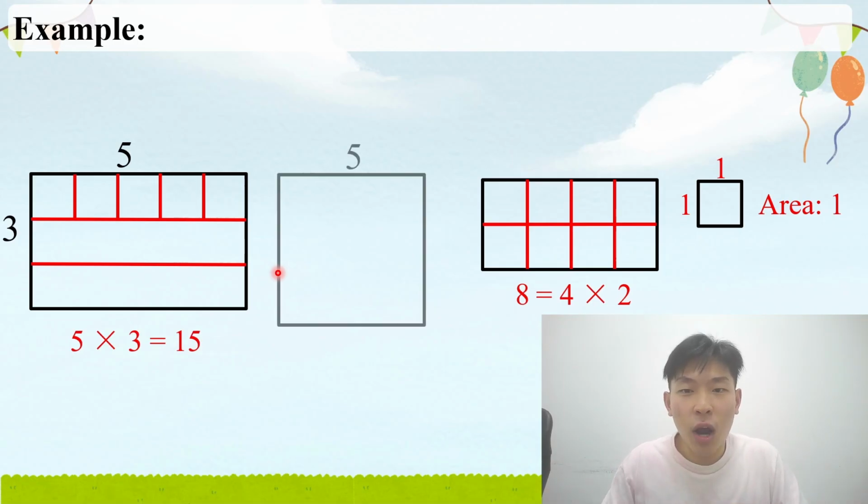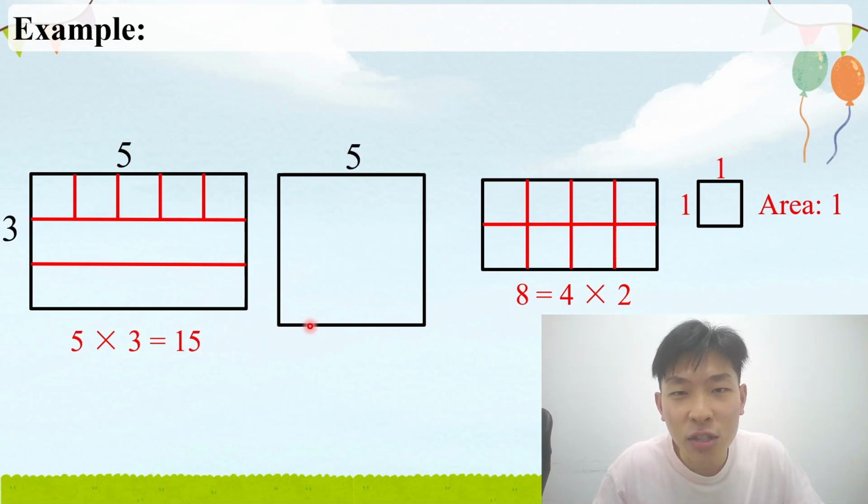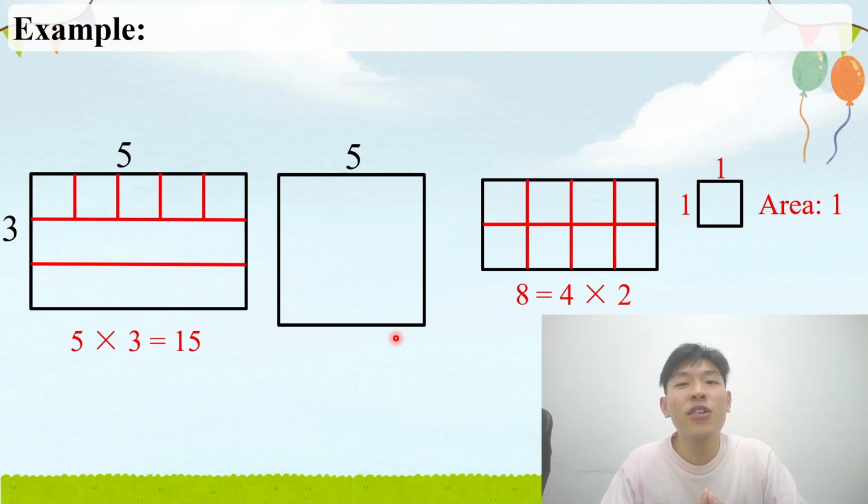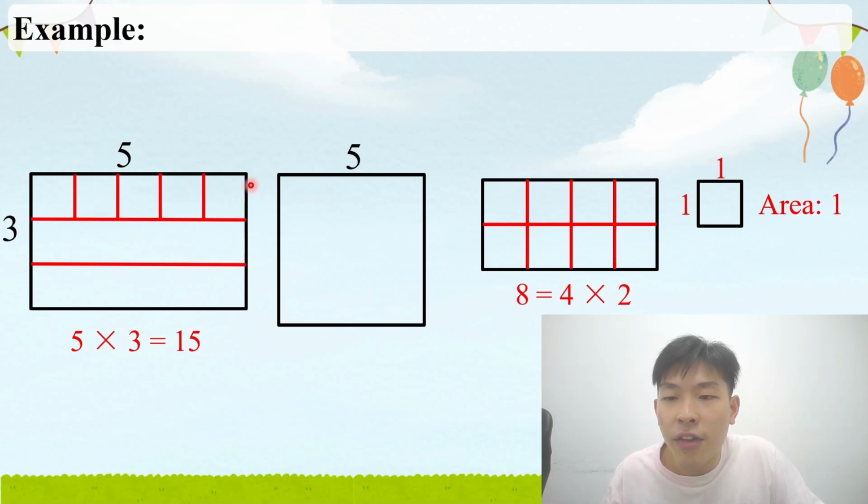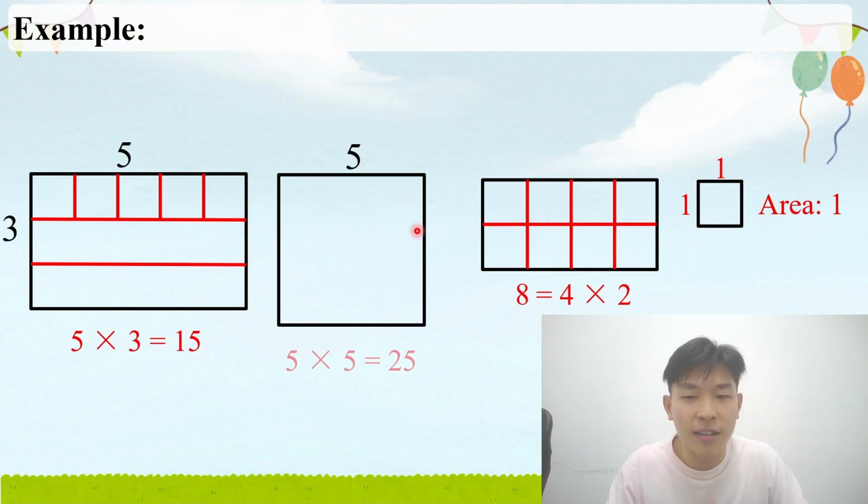Amazing. Now, let's try with a square then. What is the area of this square? Exactly, very good. It's 5 times 5, which is 25. Amazing. So, it's the same thing. Here we can fit 5 squares, and this is 5. So, here we also can fit 5 squares.